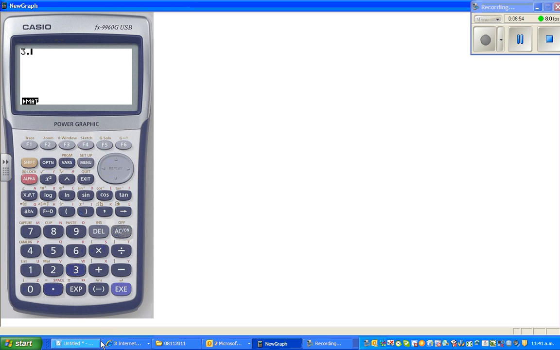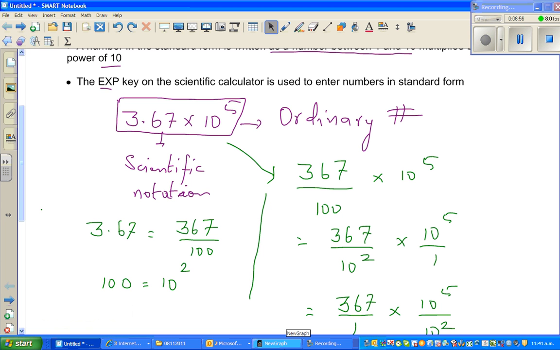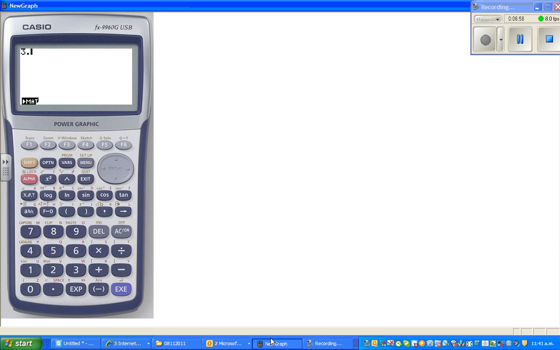The question was 3.67 times 10 to the power 5, which is 367,000. The same thing can also be written like this: 3.67, and you type in EXP, then 5. Don't raise it, it's understood. So this and this are the same.